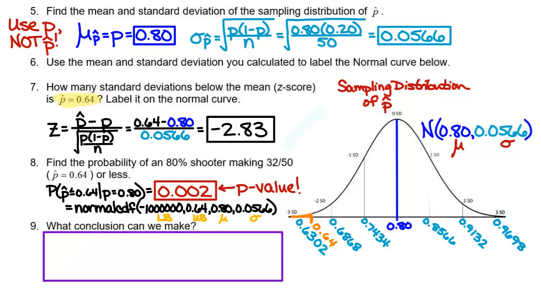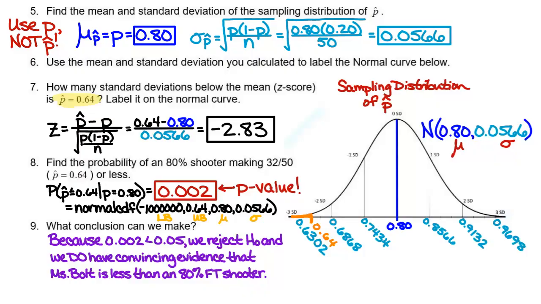0.002. How does that compare to an alpha level of 0.05? It's less than. It's substantially less than, right? Because it's less than 5%, did this probably happen by chance? No. So are we going to reject the null hypothesis? Are we going to reject the H0, or are we going to fail to reject? We're going to reject it. We think that p is not actually 0.80. Because 0.002 is less than 0.05, we reject H0, and we do have convincing evidence that I am less than an 80% free throw shooter.